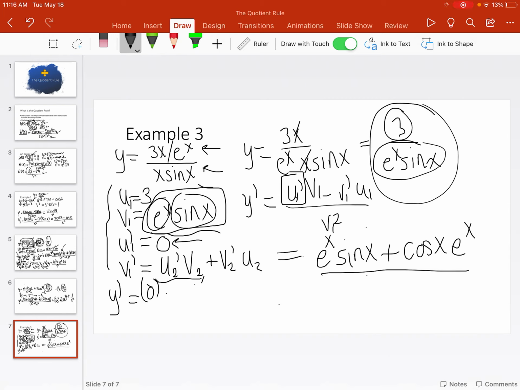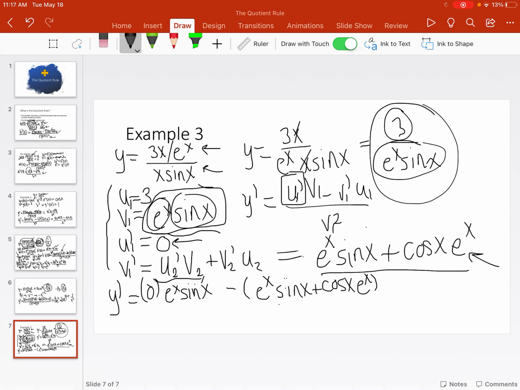And what's v1? Well, v1 is e to the x sine x. Then we got minus. Well, what's v1 prime? Well, v1 prime we found right here. This is our v1 prime. We used the product rule to find v1 prime. And it's this expression right here: e to the x times sine x plus cosine x times e to the x. Put that all in brackets.